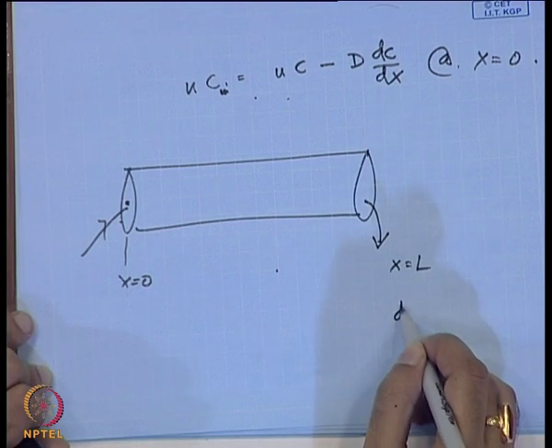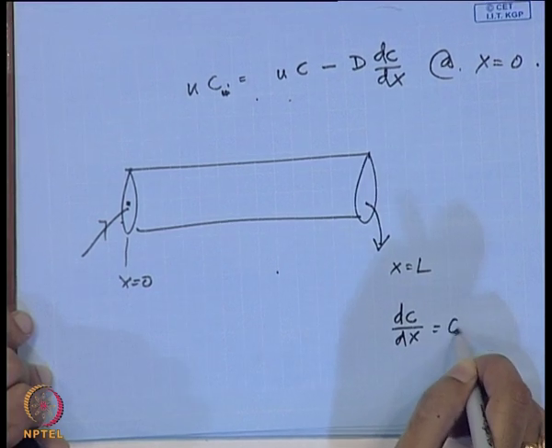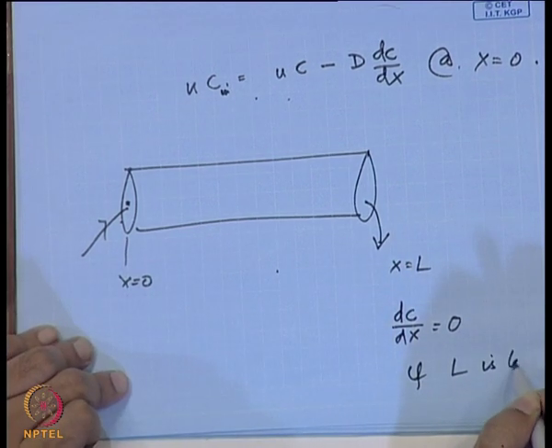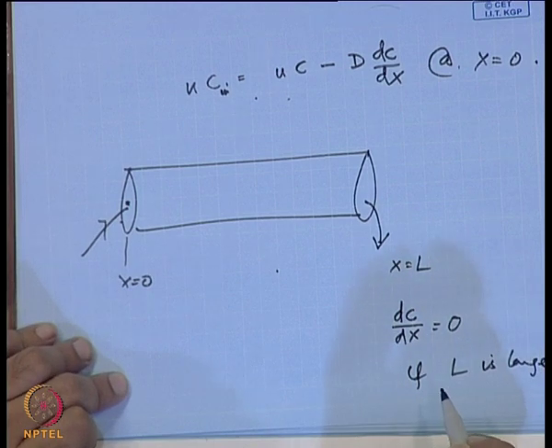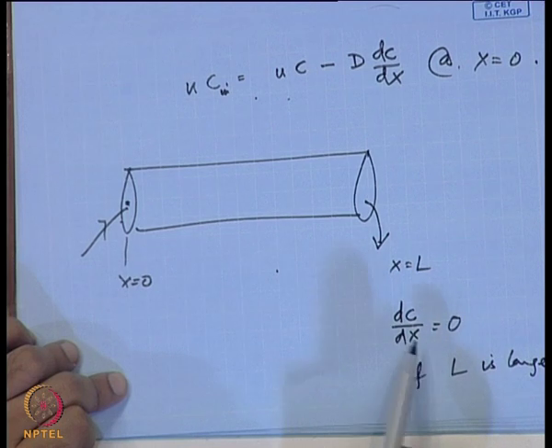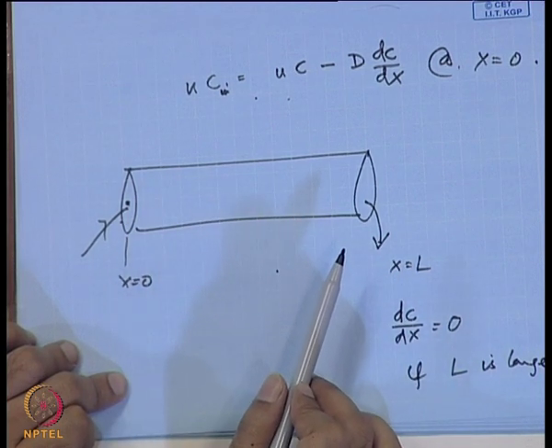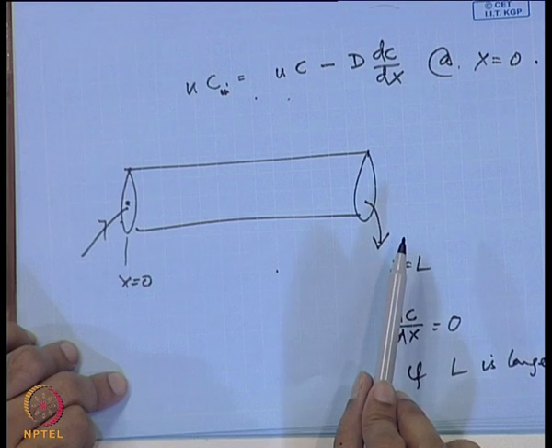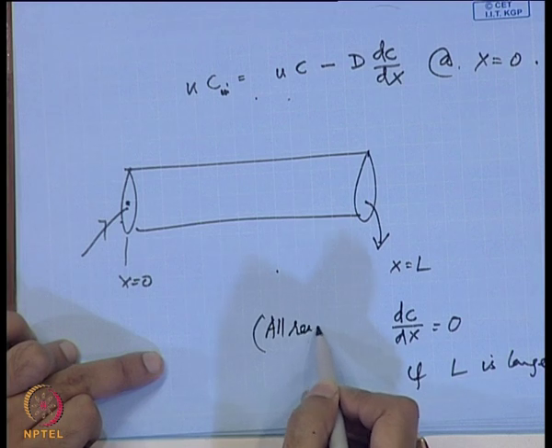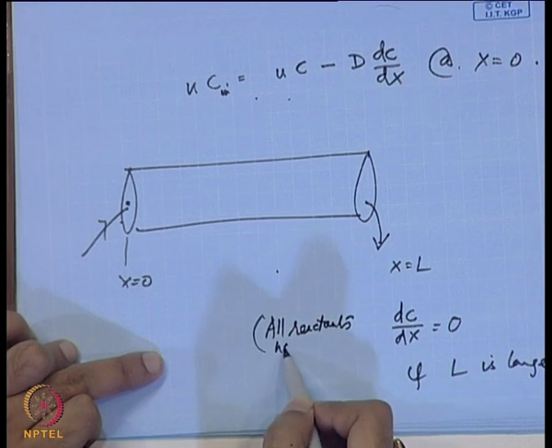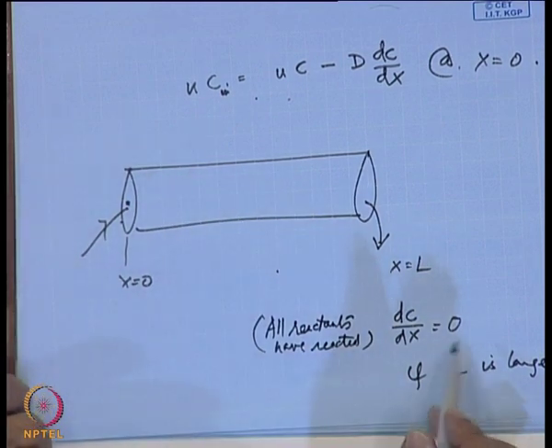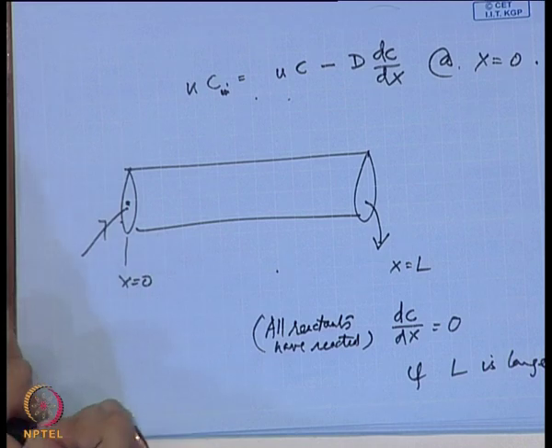It would typically be del C del X equals 0. Why? If L is large as compared to, say, the radius of the reactor. So, if the length is very large, what does this mean? What it means is that all the reactant has reacted and there is no reactant left at the end to leave. This means that all reactants have reacted. So, there is no reactant left. So, these are the boundary conditions.